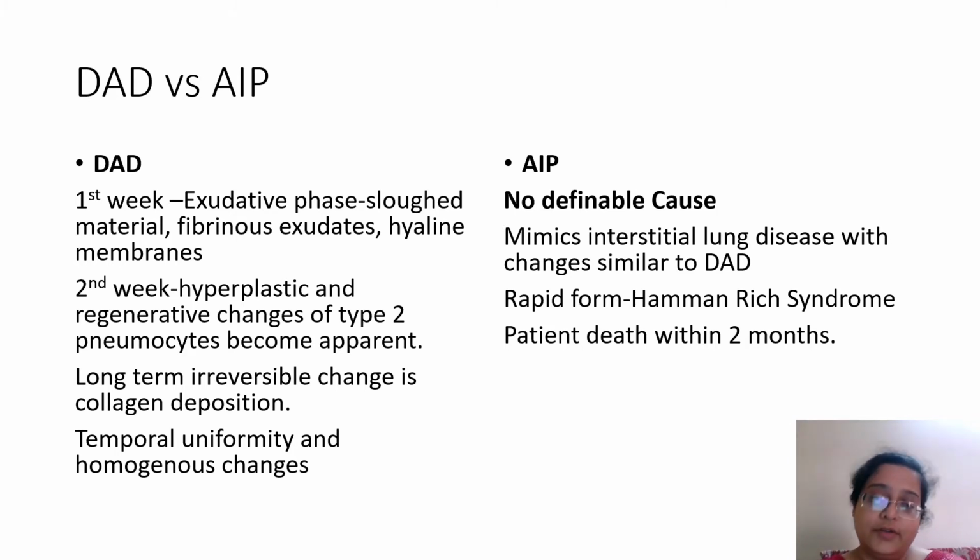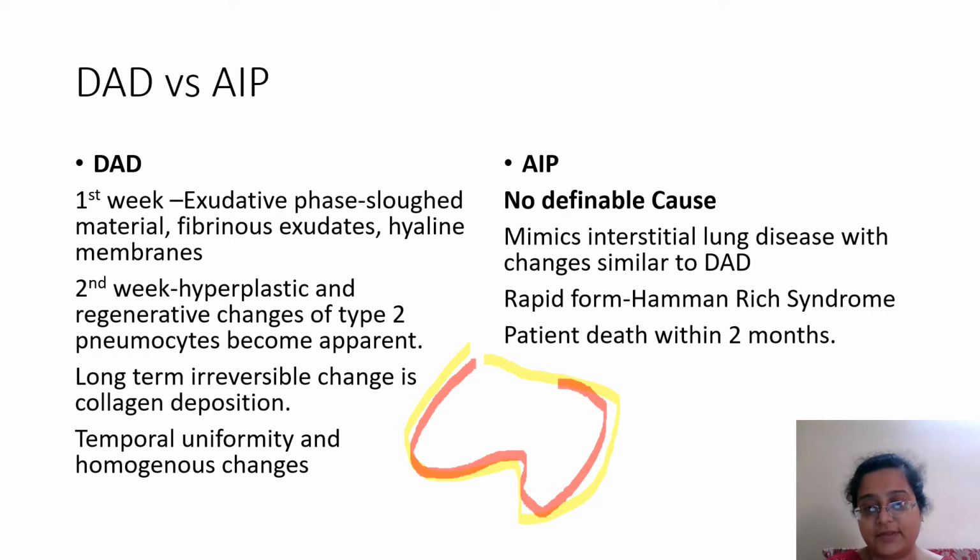So in the first week, this is the exudative phase, meaning secretions are coming out. The lining cells are very reactive and secretory, so you will get sloughed material in the alveoli, you will get fibrinous exudates everywhere, and then there will be a hyaline membrane around the alveoli. Supposing this is your alveoli, then there will be a pinkish membrane lining the alveoli. I'll show you, I have the images.